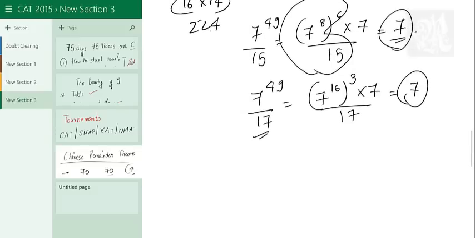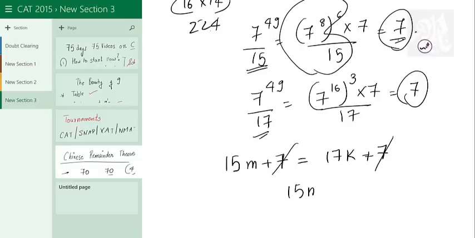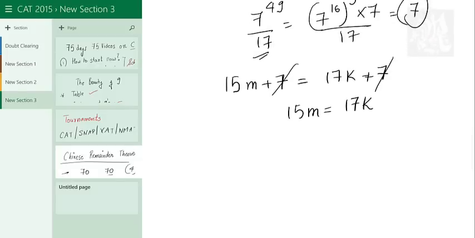Okay, it's actually a brilliant case, a very special case. I'll explain to you how. So I need a number. The remainder that I need is a multiple of 15 plus 7. It is also a multiple of 17 plus 7. 7 cancels, so I need a number which is a multiple of 15, which is also a multiple of 17. Now obviously 15 and 17 have nothing in common, so m has to be 17 and k has to be 15, because only then they'll be equal, because they don't have anything in common.